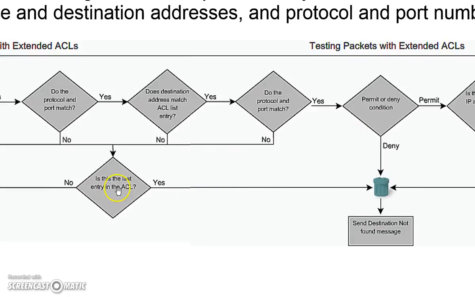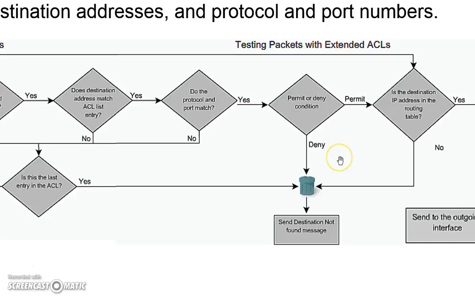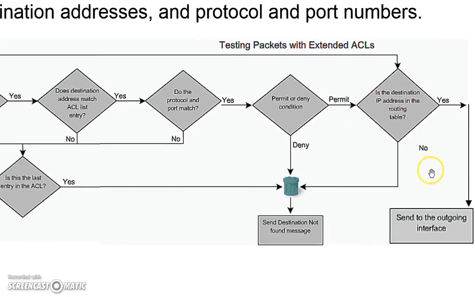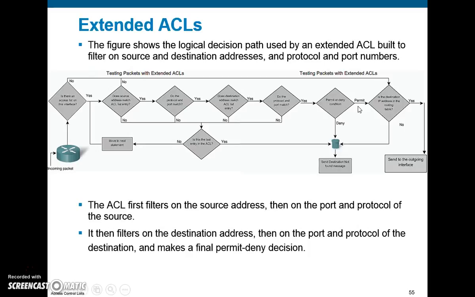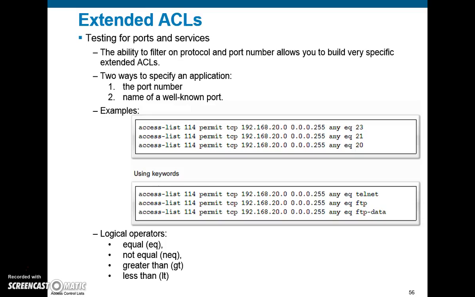If it's the last statement and we still can't find a match, the implicit deny any statement applies, and you also drop the packet. If it's permitted, then you go through the routing table and send the packet out to the outgoing interface. So for extended ACL, you can check for more things, which gives you more precise control. The ability to test on protocol and port number gives you very specific control for your ACL.